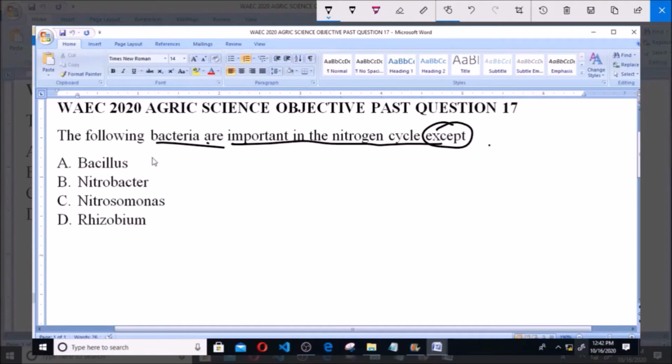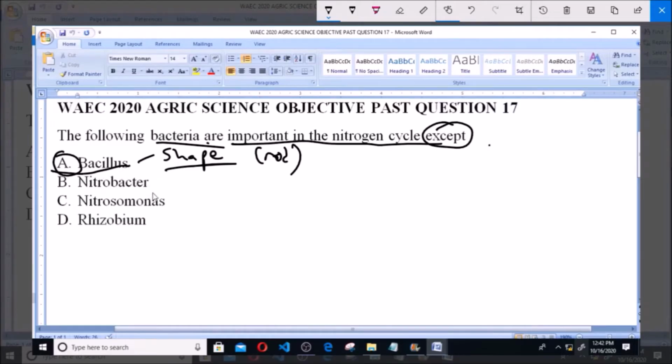Now option A says Bacillus. Bacillus is basically a class or a description of bacteria according to shape. Okay, so it's a generic term for bacteria of a particular shape, rod shape bacteria in general. So you can't exactly say it is important to the nitrogen cycle because that particular type of bacteria is not specified. So option A is not important in the nitrogen cycle.